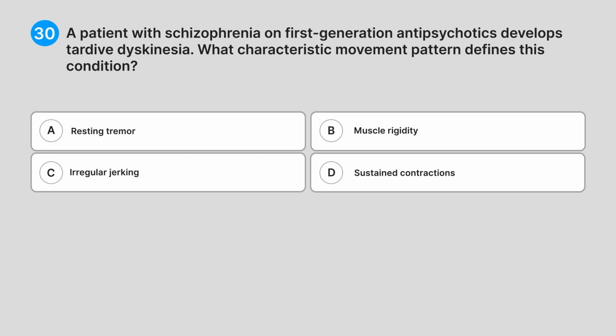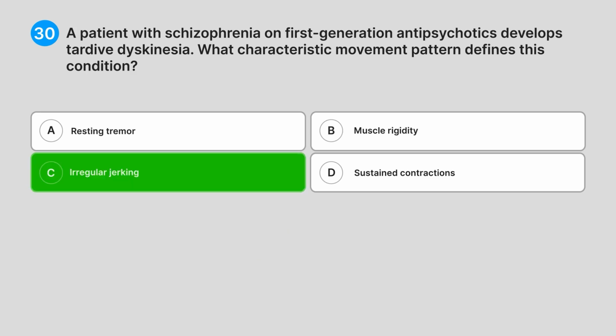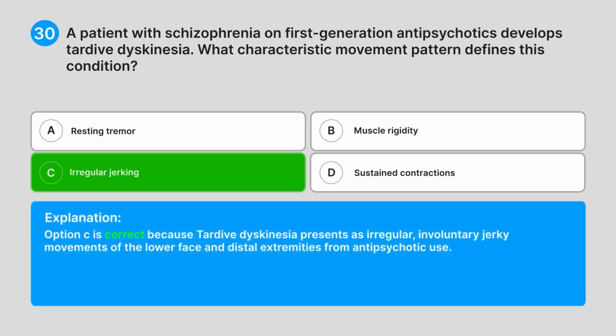Correct answer, C. Irregular jerking. Explanation: option C is correct because tardive dyskinesia presents as irregular, involuntary, jerky movements of the lower face and distal extremities from antipsychotic use.